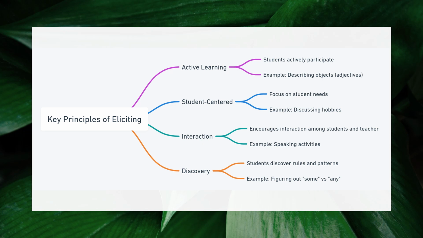Student-centered. The focus is on students and their needs, rather than the teacher simply delivering content. Example: when discussing hobbies, instead of explaining what hobbies are, ask students what they like to do in their free time, making the lesson more relevant to their lives. Interaction. Eliciting fosters interaction between the teacher and students, as well as among students. Example: in a speaking activity, students can ask each other questions about their weekend activities. This not only practices language skills, but also builds social bonds.